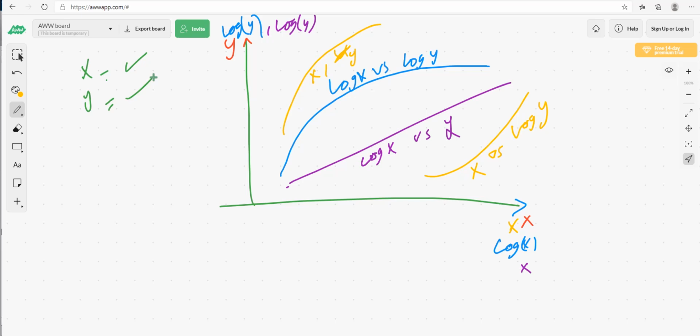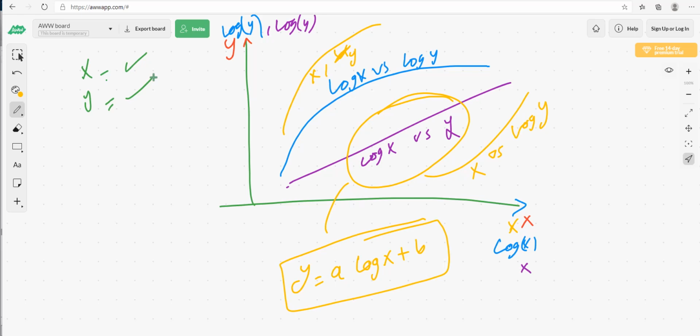That means this one should be taken. This one is the best fit. Okay? So this is the best fit here. That means I'll say y equals a constant, say this constant is a, times log x plus b.